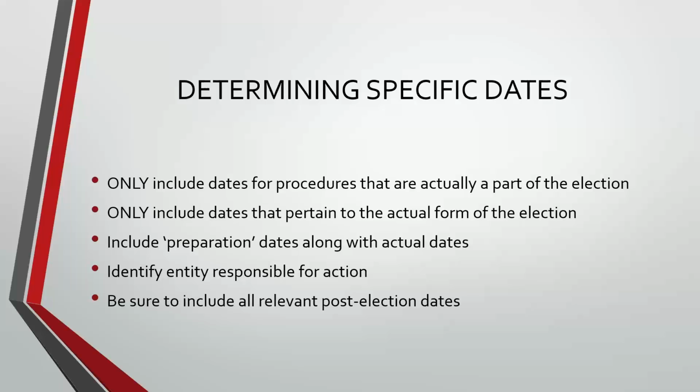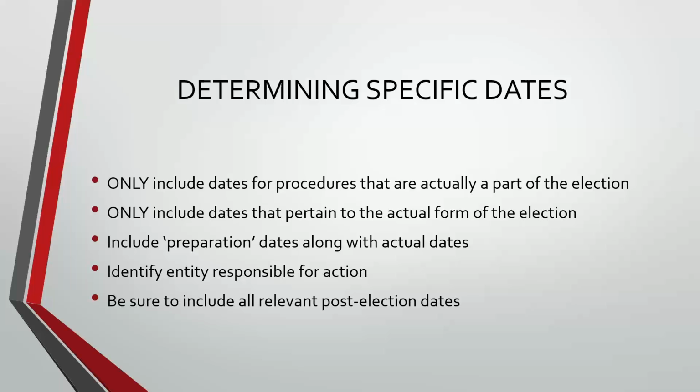The other thing that I suggest you do is including preparation dates along with actual dates. For example, the nomination petitions for the April election are available, and I'm just going off the top of my head, I think it's January 4th. Let's say you want to make sure you have them all ready to go. So you set yourself a deadline of December 22nd to make sure that the petitions and the petition packets are ready to go. That's what I call a preparation date.